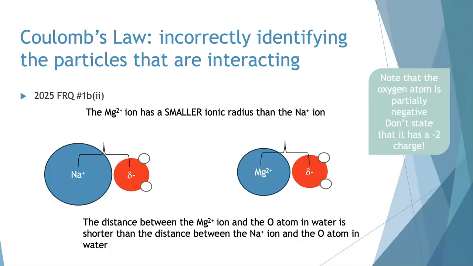I do want to point out that the oxygen atom is a partially negative oxygen, right? It's a polar molecule. There's a little extra electron density around the oxygen because of those polar bonds and it being a polar molecule.